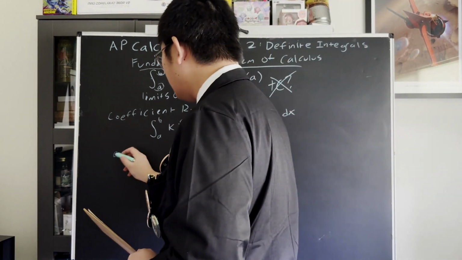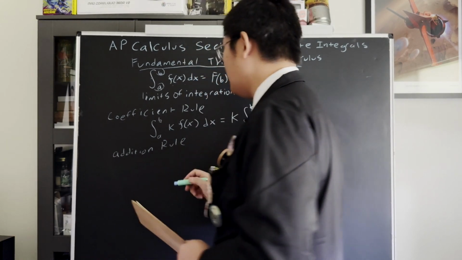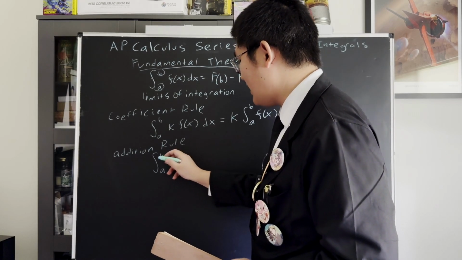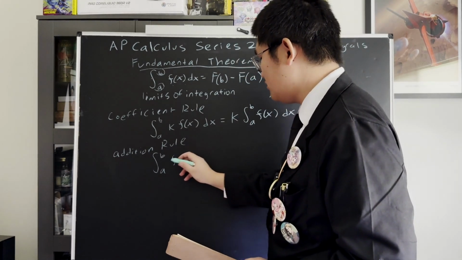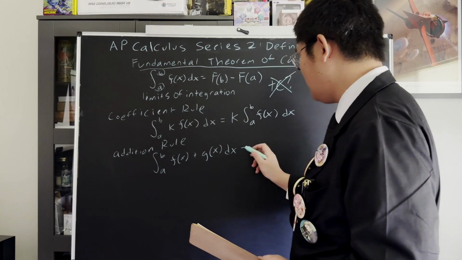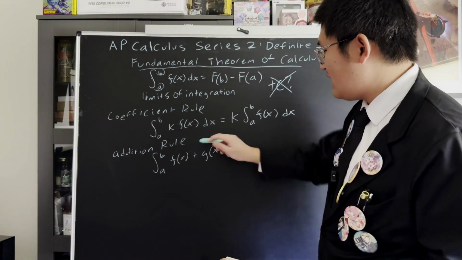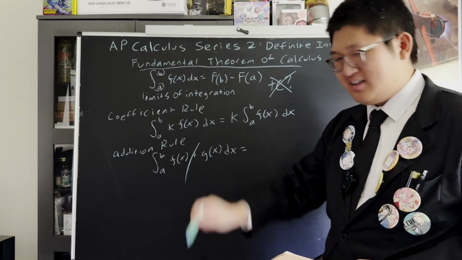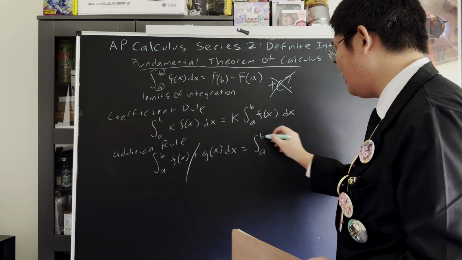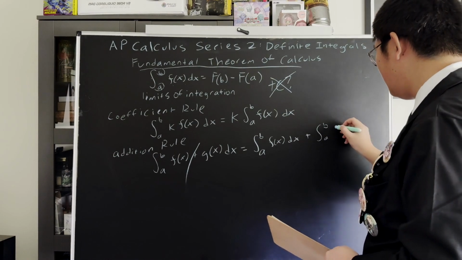Similarly, we have an addition rule, also very similar in kind to the addition rule of the indefinite integrals, where if we had the integral going from a to b of now two functions, f of x plus g of x, we now get to split it just like before. Of course, if you remember, we will be going up and splitting that integral right between the addition sign, and we end up with two separate integrals of f and g.